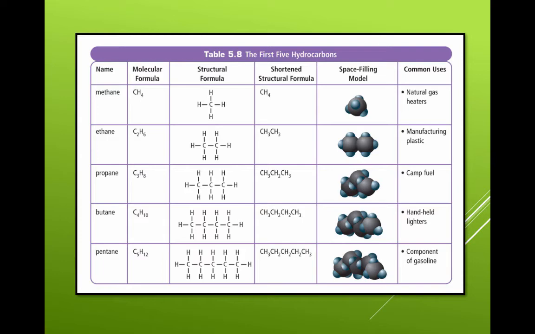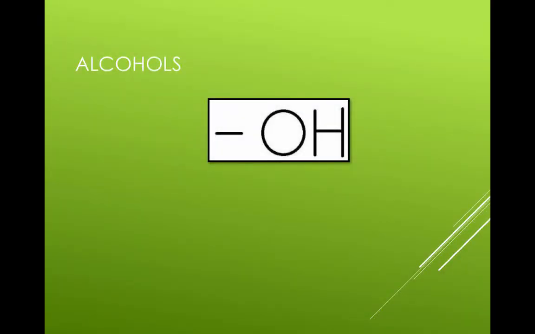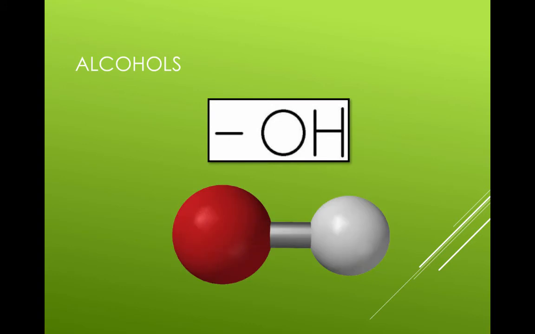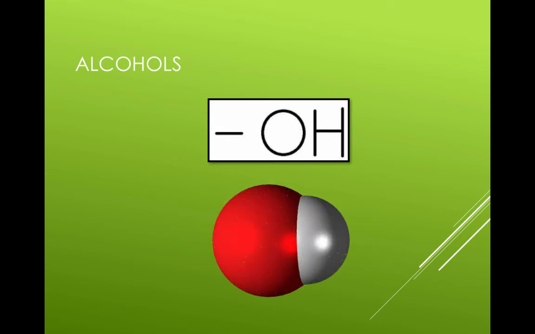The next category of organic molecule is the alcohols, where a hydroxyl group, OH, is attached to the carbon chain. The hydroxyl group is simply an OH group. It's an oxygen bound to a hydrogen. As a ball and stick, this is what it looks like. The red is oxygen and the white is hydrogen. You will sometimes see it drawn without the stick. This is called the space filling model.